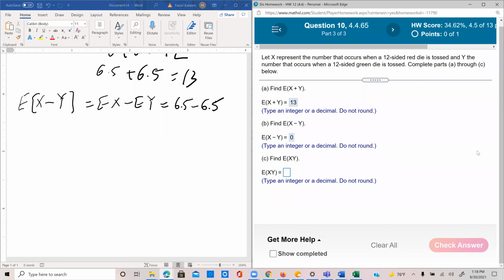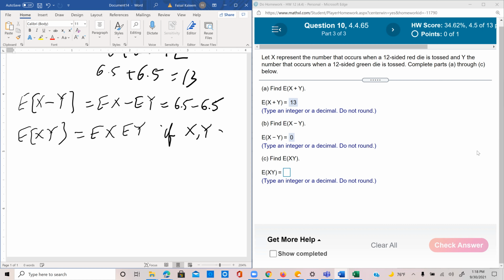And E of XY. So now, if two variables are independent, then E of XY is equal to E of X times E of Y, if X and Y are independent. So in general, that's not the case, but for independent variables, that's the case.